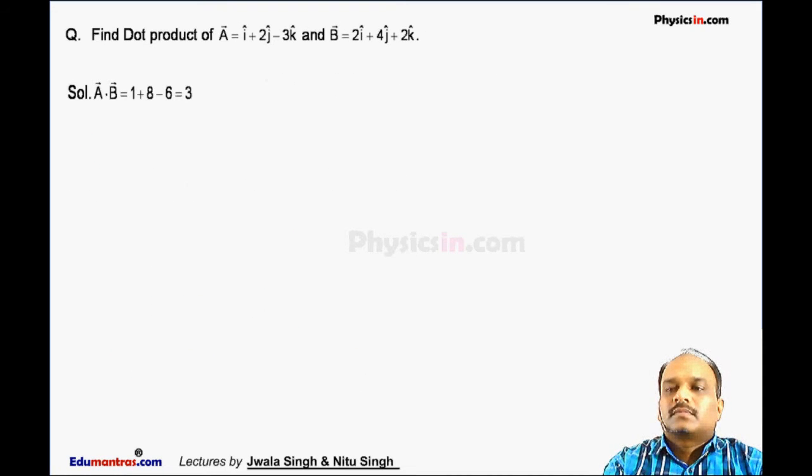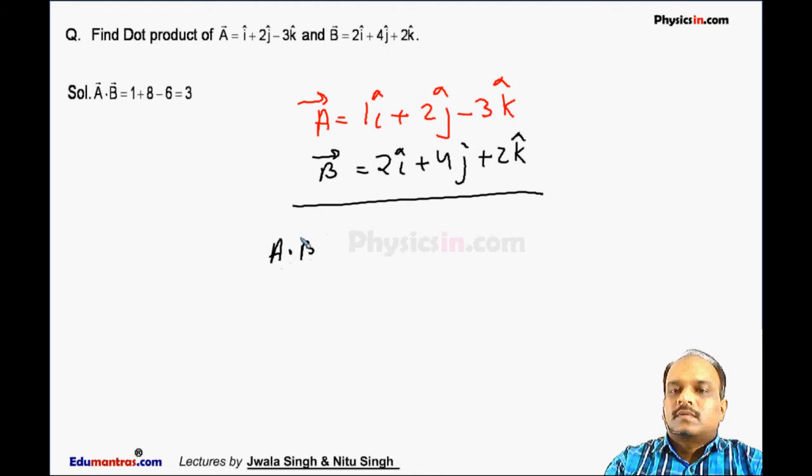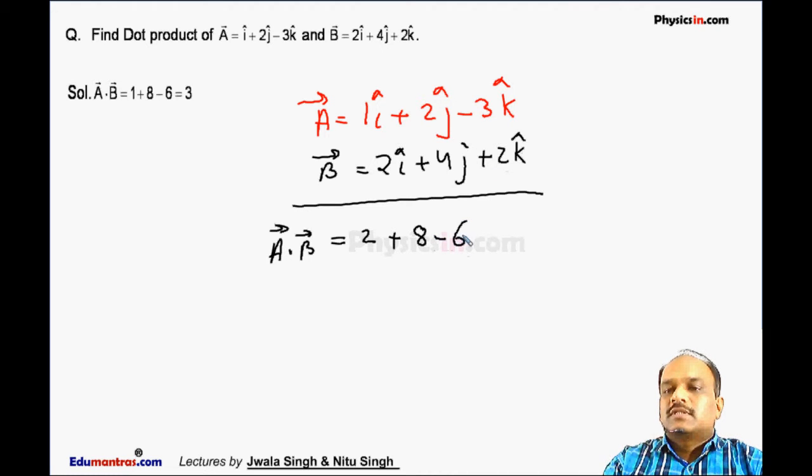Find the dot product of this and this. As we know, A is equal to 1 i cap plus 2 j cap minus 3 k cap, it is given. Now vector B is 2 i cap plus 4 j cap plus 2 k cap. Now for A dot B, we will take the product of the coefficients of i cap first. It is equal to 2 into 1, that is 2, plus 4 into 2, that is 8, plus minus 3 into 2 is minus 6. So it comes out to be 4. So A dot B here is 4.